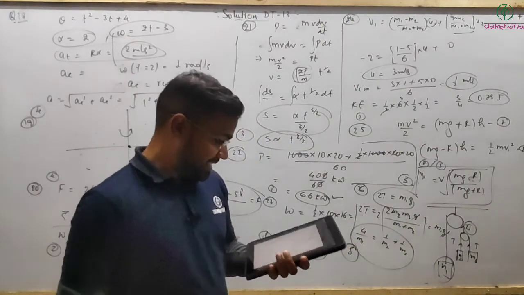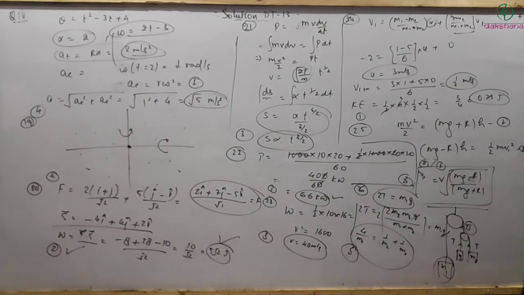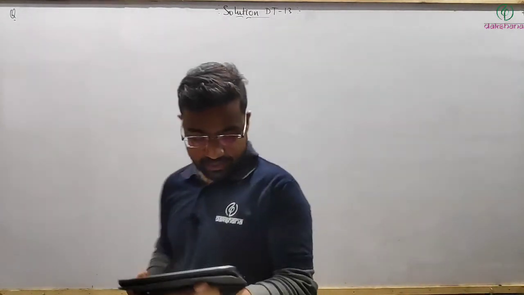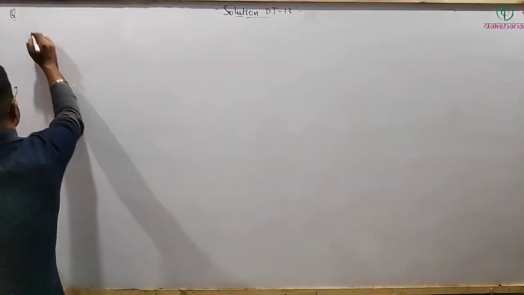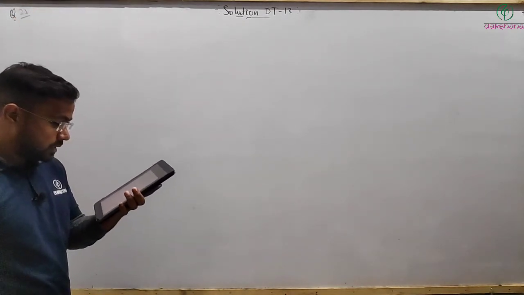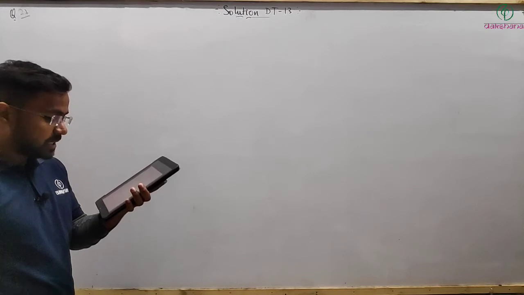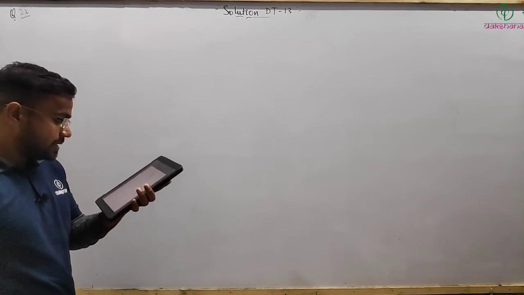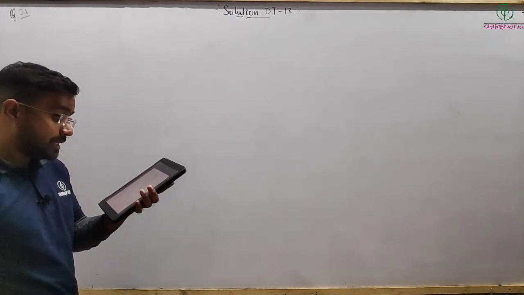Next question number 27. Let me first erase the board. Okay, so next question number 27. A particle is projected from the ground with velocity v at an angle theta to the horizontal, so that the horizontal range is twice the maximum height attained. Neglect air resistance and symbols have their usual meaning. The maximum height attained by the particle.